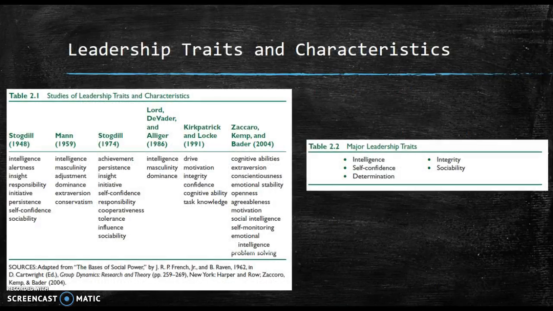So, leadership traits and characteristics. Throughout the years, there have been many studies about leadership traits and characteristics. And as you can see, they have tried to pin down the traits that a leader should have or that they actually do have. You can see that these are all very different lists, but they do have some of the same qualities there. But now we have about 5 different major leadership traits. And those are the ones that I want to talk to you further about today.